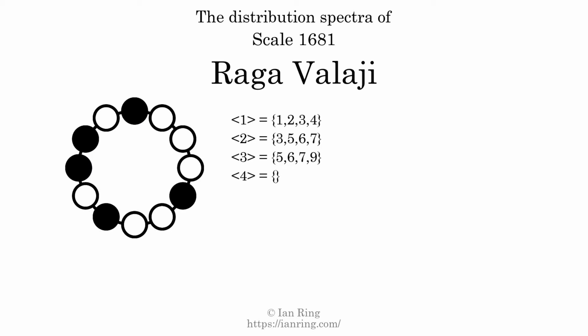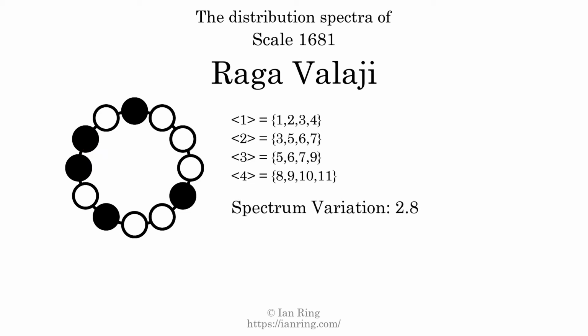And finally, the generic interval of 4 scale steps comes in 4 different specific interval sizes: 8 semitones, 9 semitones, 10 semitones, and 11 semitones. The spectrum width of this generic interval is 3.